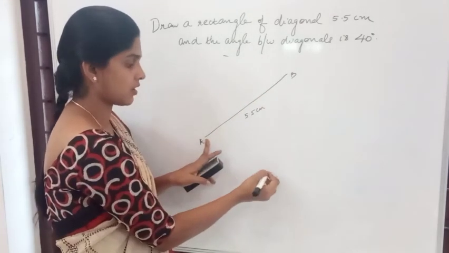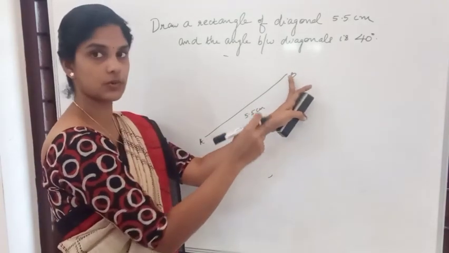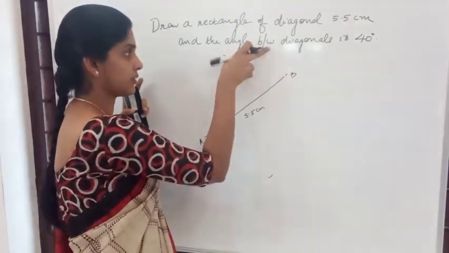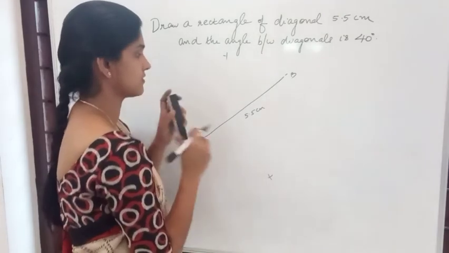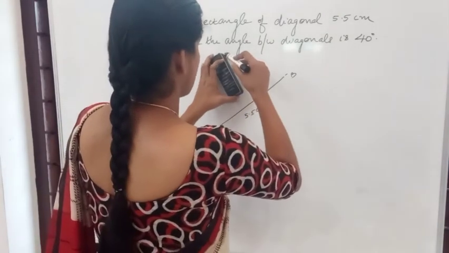Mark a point over here. Now place the compass on this B and mark a point over here and here. Now join these.